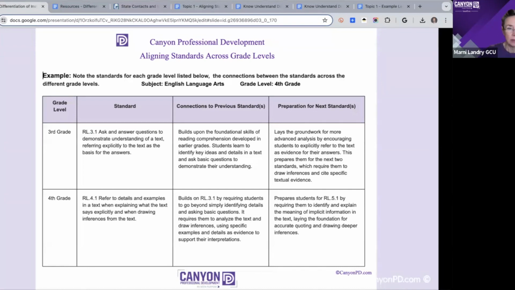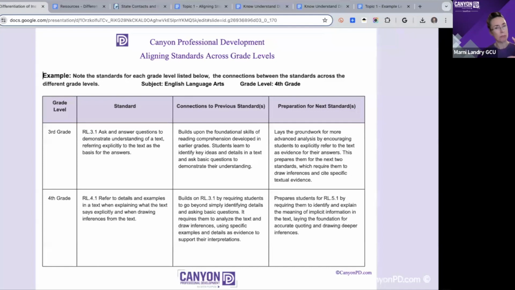On the left, I have grade level, and then to the right, it says the standard. Just look at those first two rows, 3rd grade and 4th grade, and I have essentially the same standard represented in 3rd and 4th grade: reading literature, 3rd grade number 1, and reading literature, 4th grade number 1. 3rd grade: ask and answer questions to demonstrate understanding of a text, referring explicitly to the text as the basis for the answers. Whereas in 4th grade: refer to details and examples in a text when explaining what the text says explicitly and when drawing inferences from the text.